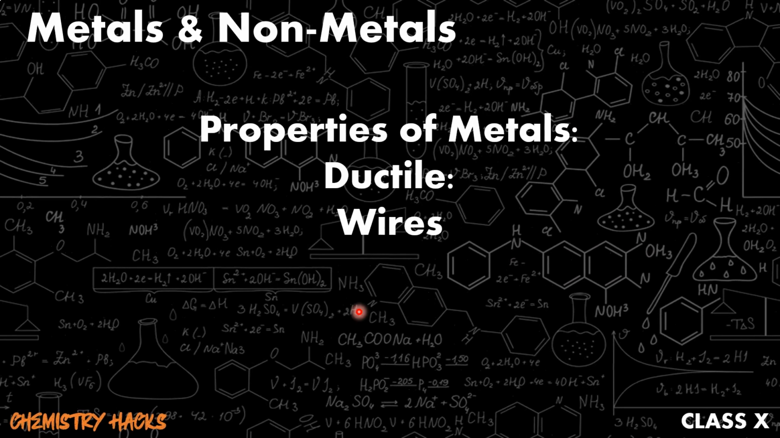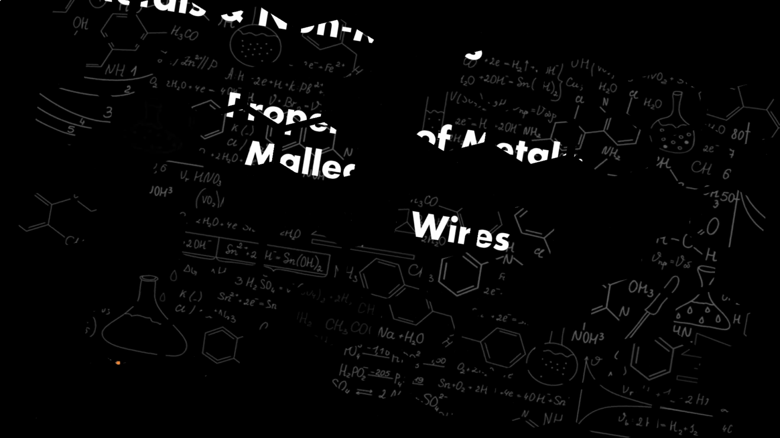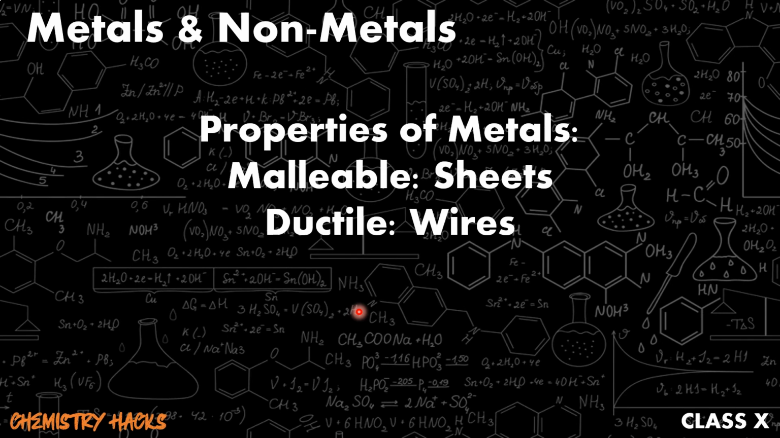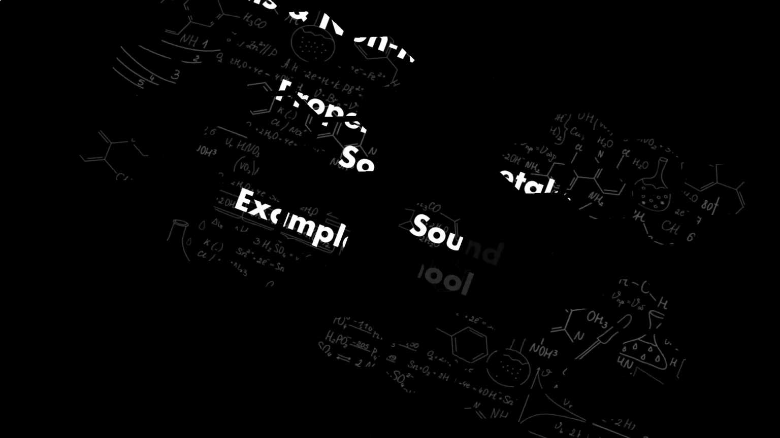For the next property, I really couldn't think of anything unique, but you can just remember that ductile means wires. The property which enables a metal to be drawn into thin wires is ductility. And just think of it in this way: malleable means sheets, ductile means wires. Simple, yet easy to remember. And it's also to the point.